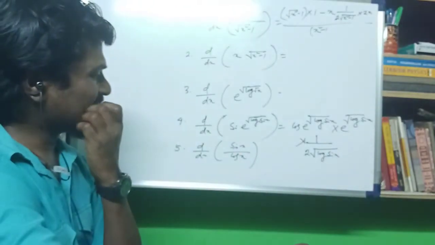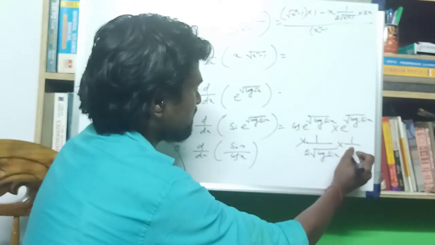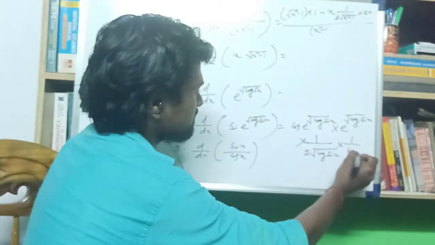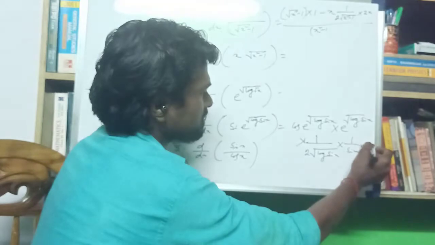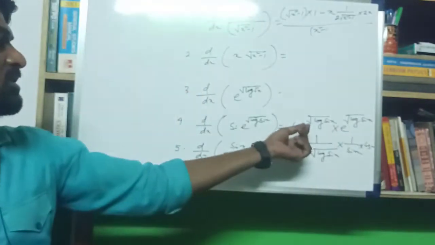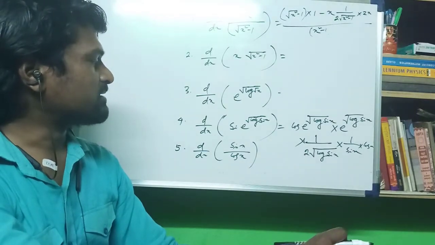Then for the logarithmic function, 1 by sin x, then the derivative of sin x means cos x, so cos x into cos x. So the derivative is cos e to the power of this one, then this, and then this, and then 1 by sin x, and then cos x.